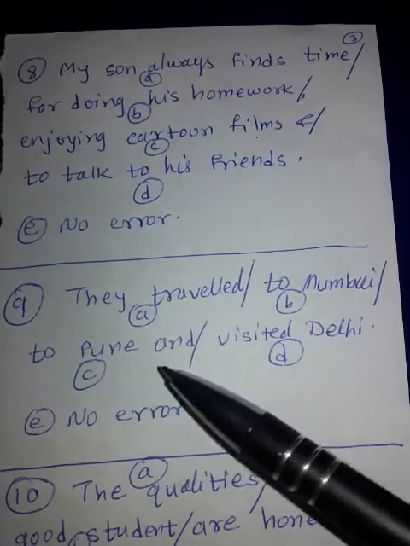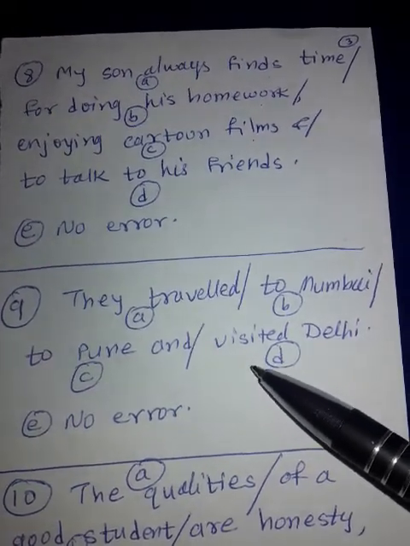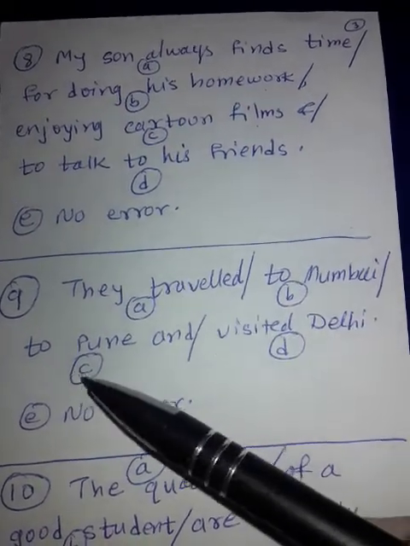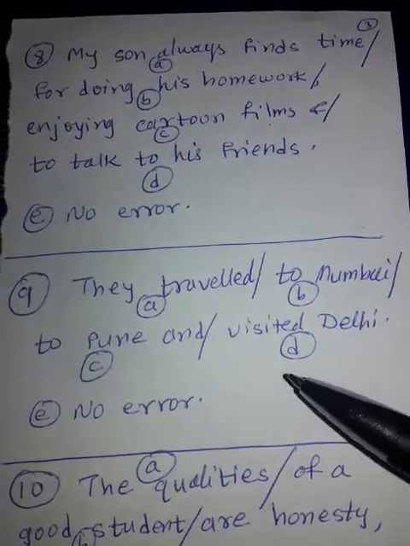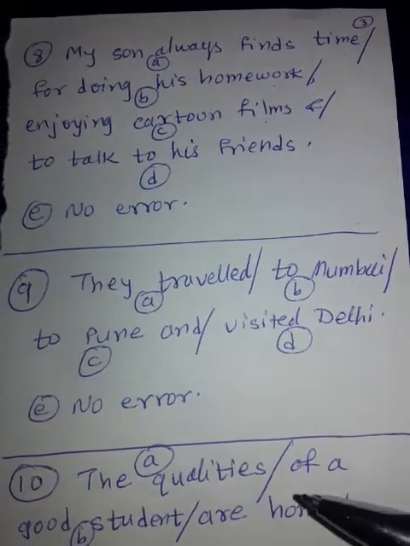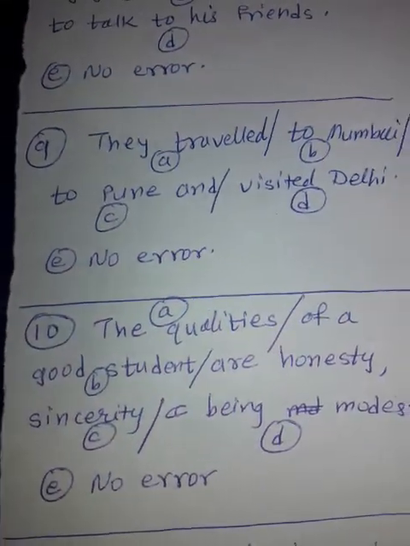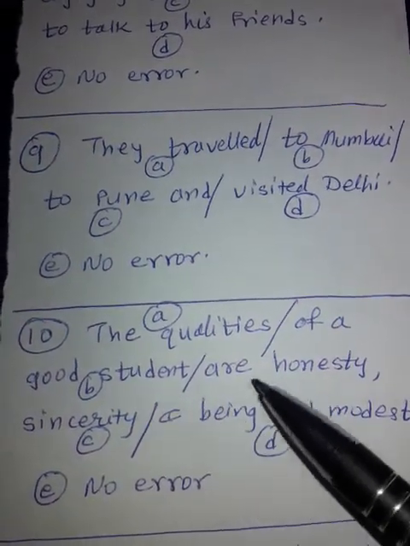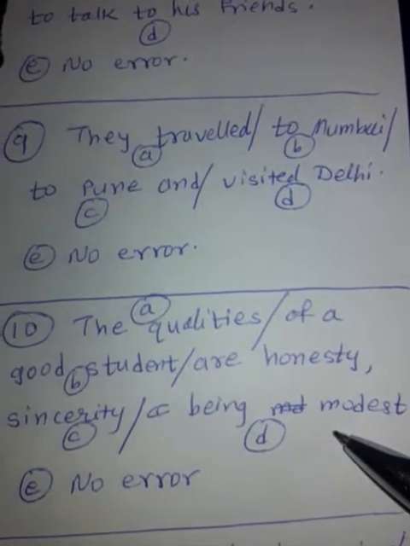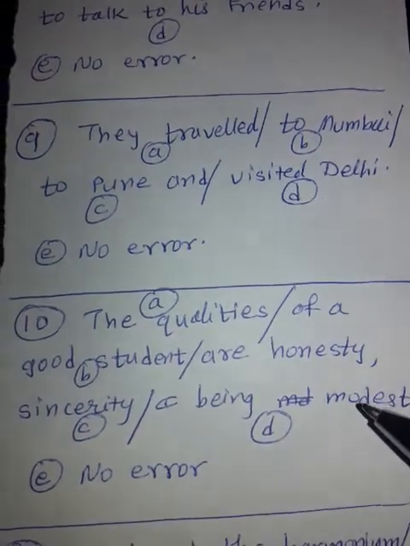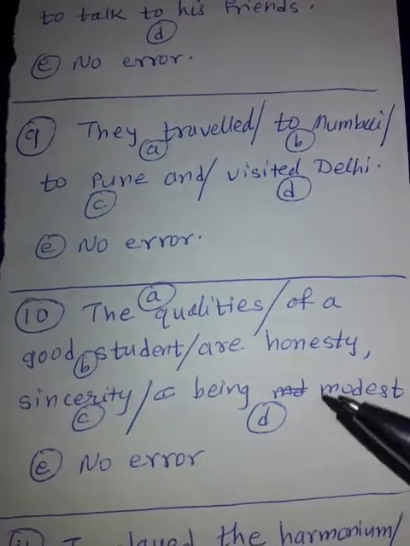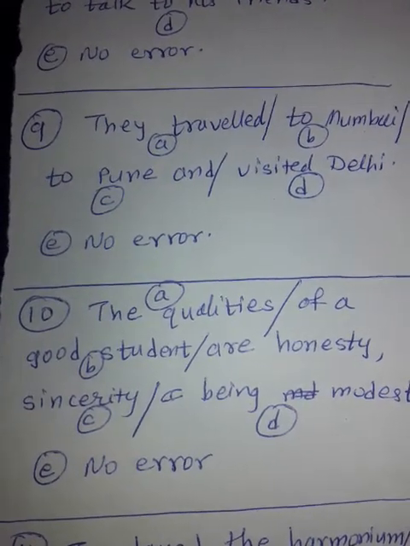They traveled to Mumbai, to Pune, and to Delhi. It shouldn't be visited Delhi. If it is travel to, then here also it should be travel to. Travel to Mumbai, to Pune, and to Delhi. So the mistake is in part D. The qualities of a good student are honesty, sincerity, and then here it should be modesty and not being modest. It should be modesty. All nouns: honesty, sincerity, modesty. All nouns together, parallelism.